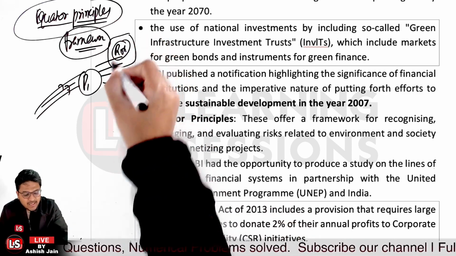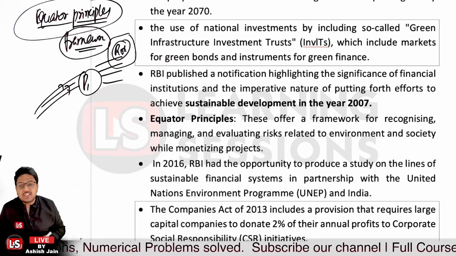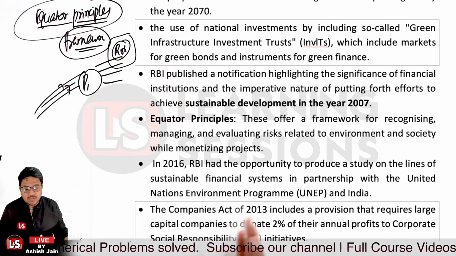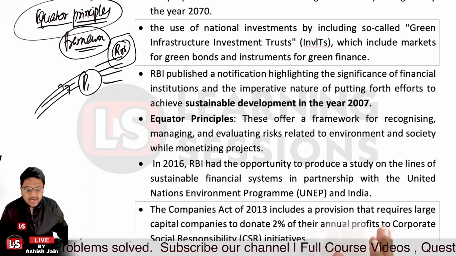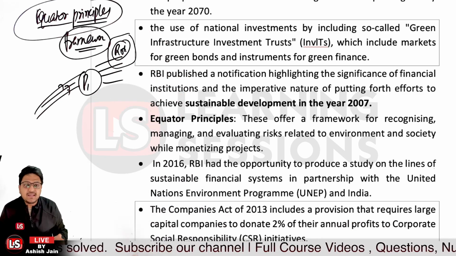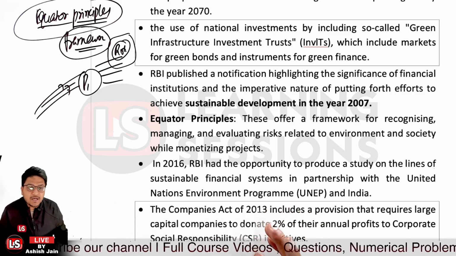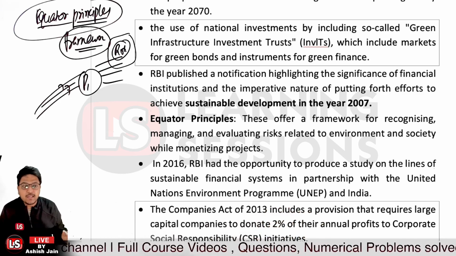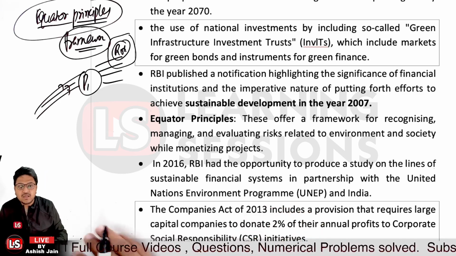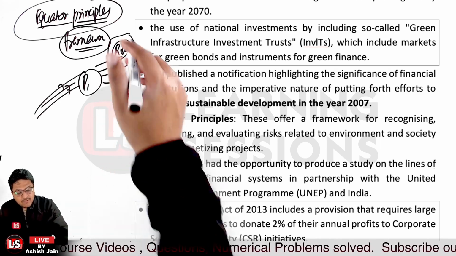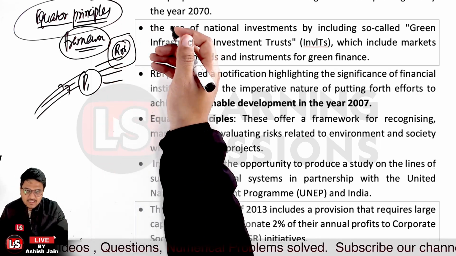That must be indicated, and that is set to be the Equator Principle: whatever money you are putting in, you must also be looking at the other side, right? In 2016, RBI had the opportunity to produce a study on sustainable financial systems in partnership with UNEP, the United Nations Environment Programme. And that was all related to what RBI has done so far.